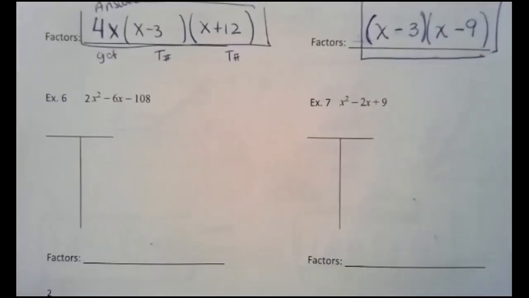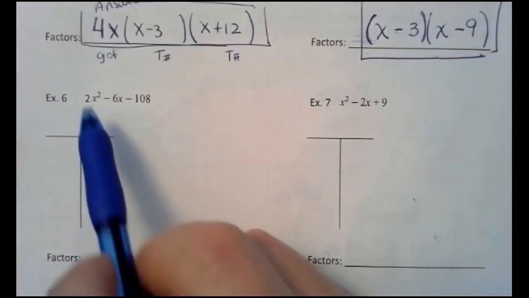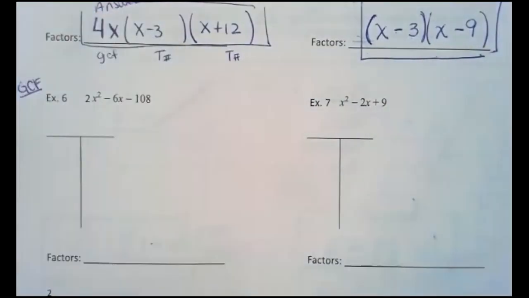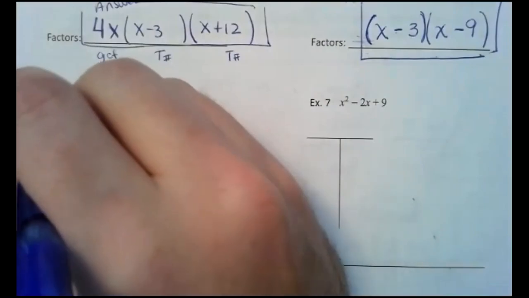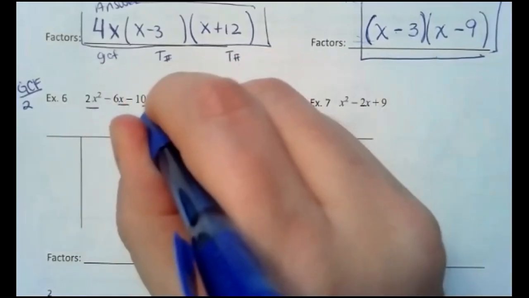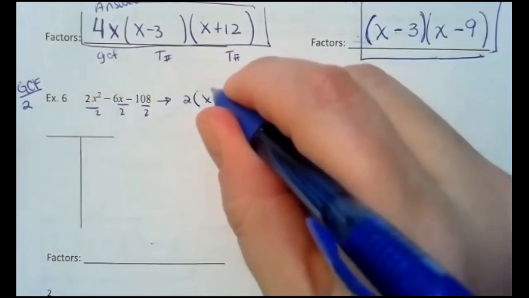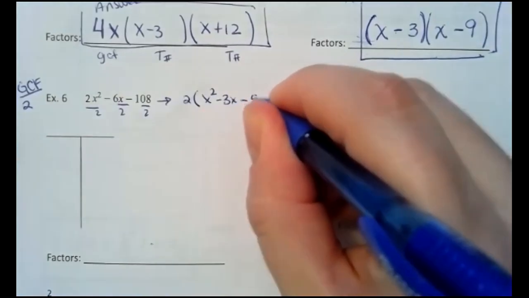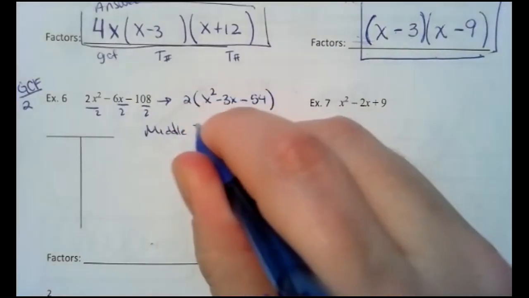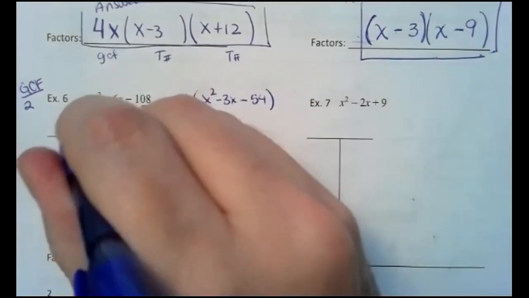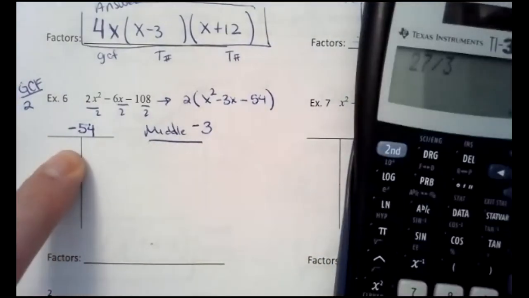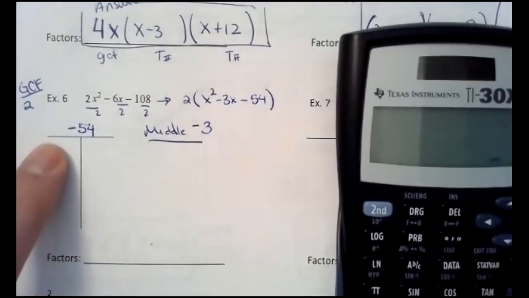Okay, last 2. Number 6. Is there a GCF? Yes. What is our GCF? It's a 2. Let's factor out a 2. X squared minus 3x minus 54. The middle number is negative 3. The top of the t-chart number is negative 54. In order to make a negative product, I need 1 negative and 1 positive.